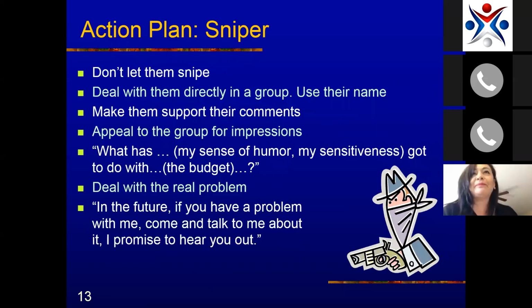Slide 13. Don't allow them to snipe. That's the plan. Do not allow them to snipe. And it is best to deal with them in a group environment. Be direct and polite. And make sure they have supported evidence and are dealing with the real problems. For example, you can say to them, I understand what you are saying. Where is your data and facts to support this? Then turn to the group and ask them, does the group understand what so-and-so is trying to say? Do we understand the ideas? That way it exposes them.